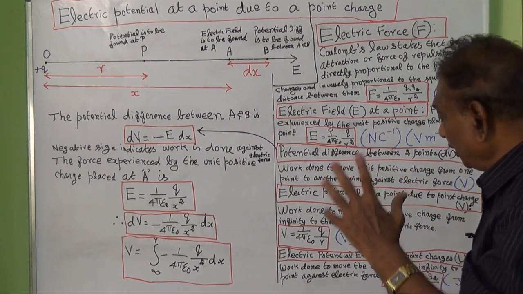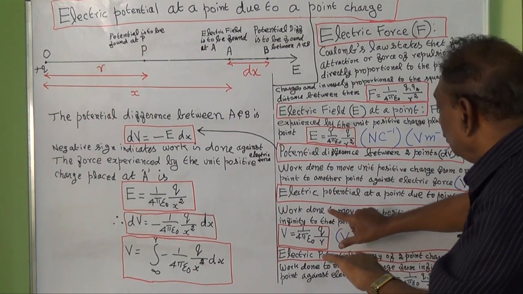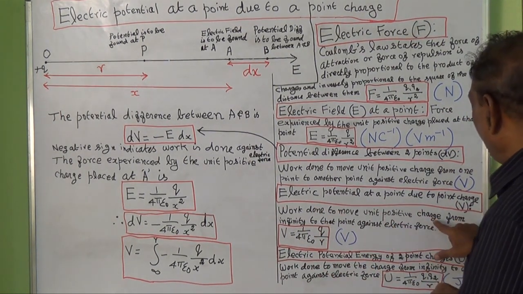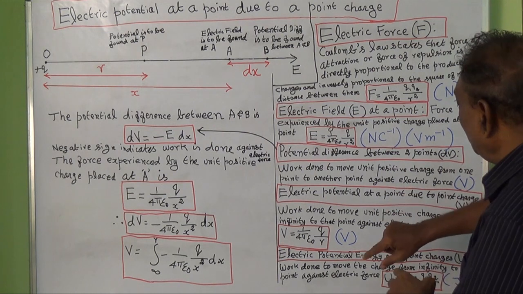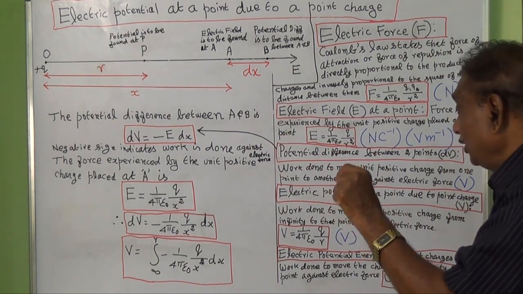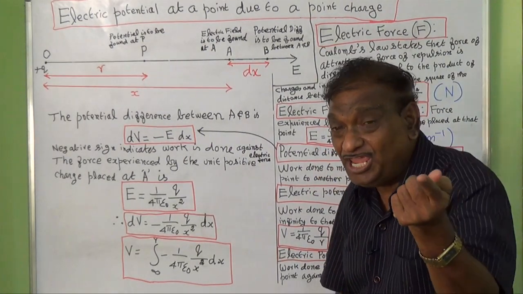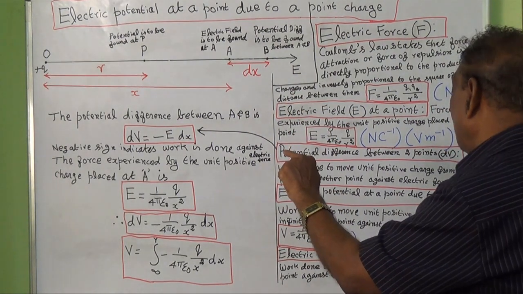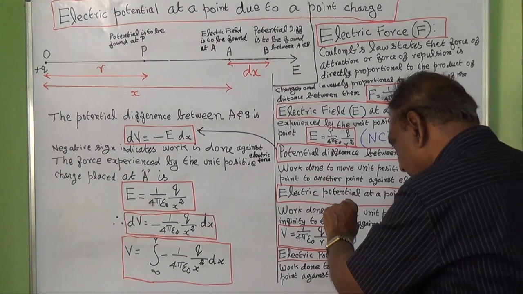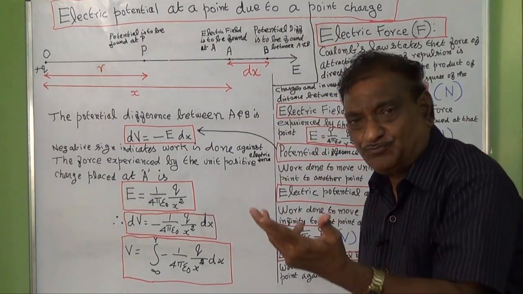It is also work done. It is also work done to move how much charge? To move unit positive charge, from where to where is the unit positive charge to be moved? Here the unit positive charge is to be moved from infinity to a point at which we are going to find the electric potential. This work done is also against the electric force.